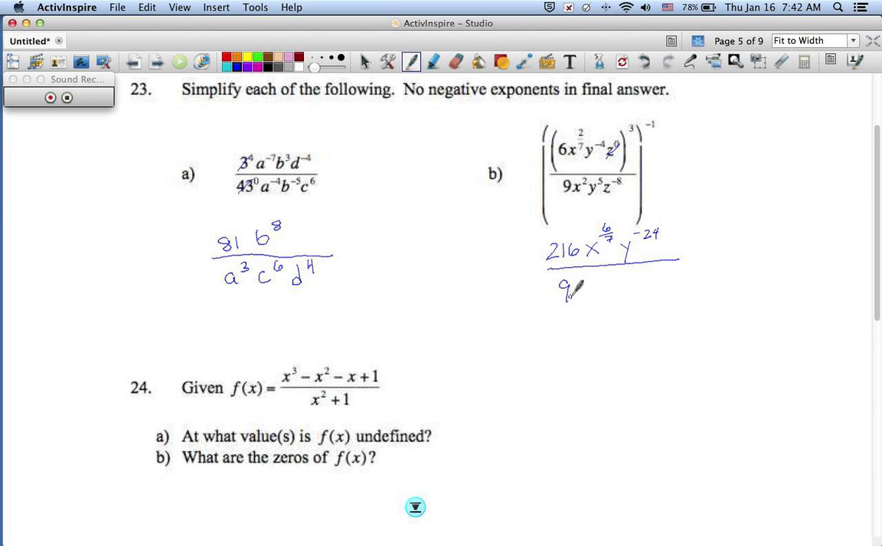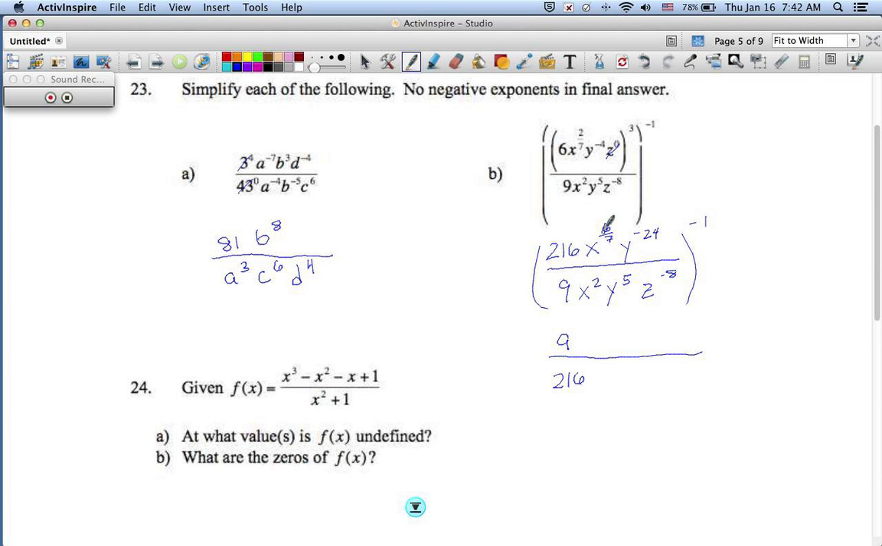Over, and these guys are not raised to any other powers other than that negative 1 on the outside there. Negative 1. At this point, I'm going to kind of do a couple things at once. I'm going to send the negative inside. So 216 and negative 1, that puts 216 in the basement. 9 to the negative 1 puts 9 upstairs.